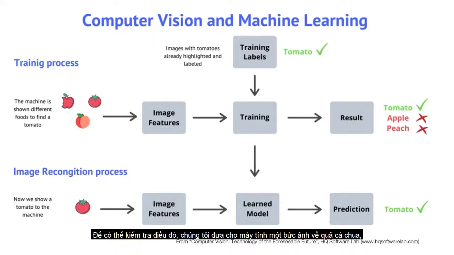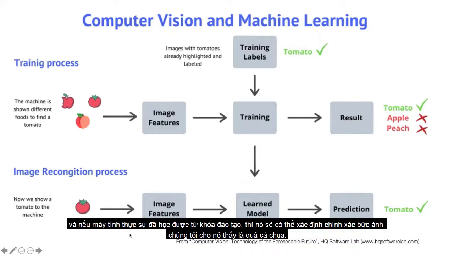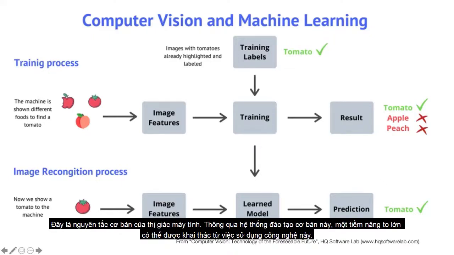So for us to be able to test that, we feed them, for example, a picture of a tomato, and if the model is indeed trained, or if it has indeed learned from the training, then it would be able to properly identify what a tomato is, and it can tell that the picture that you gave is actually a tomato. So this is the fundamental of computer vision, and through this basic system of training, a lot of potential can be extracted from using computer vision.